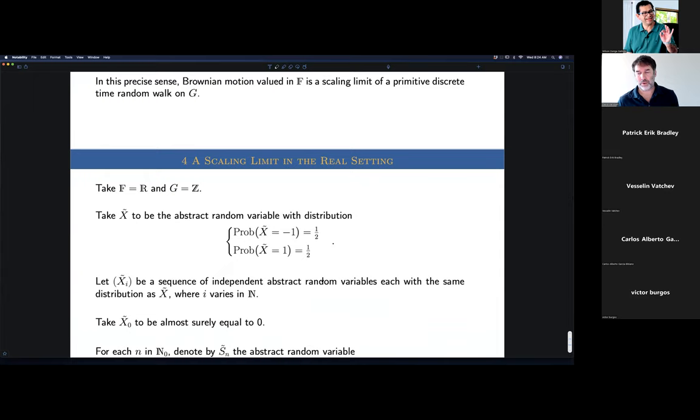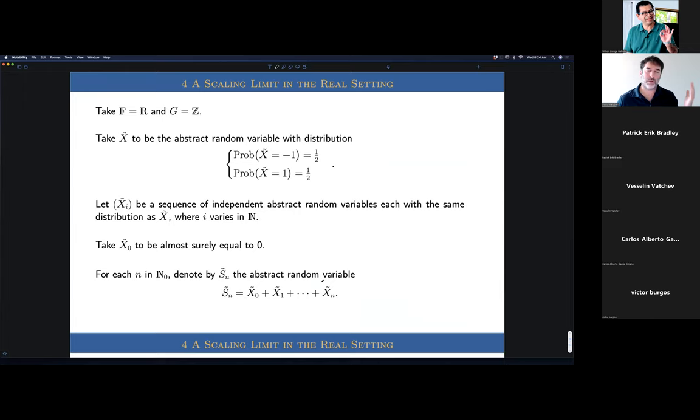So just to make this concrete, we go back to the setting that we know very well, which is the real setting and where the primitive group is just the integers. So this is, of course, old. And the story goes back to, in some sense, all the way back to De Moivre, but the modern theory, the weak star convergence of measures, goes back to the 40s and 50s and early 60s, I guess.